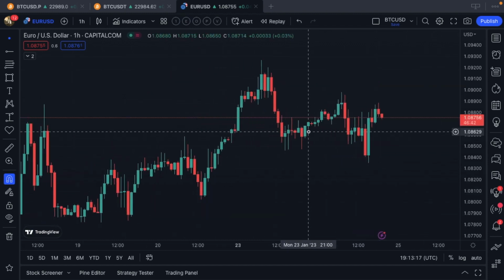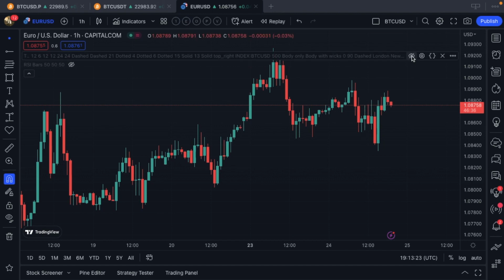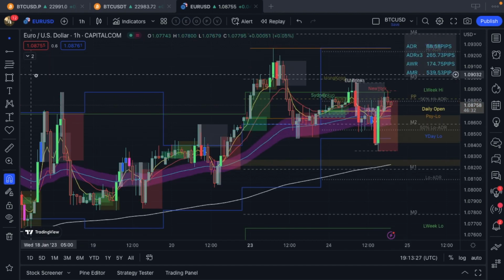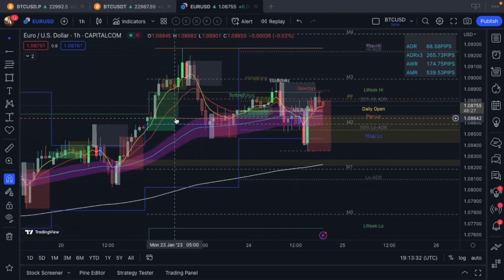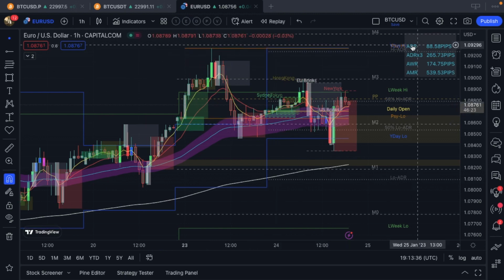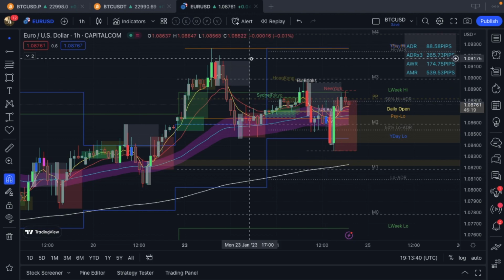We're here to look at the ADR. All right, so once you have got the Trader's Reality Main Indicator, this is what it's going to look like. It's a bit hairy and scary because there's a ton of stuff on here, right? I am going to hide a lot of this because really what I'm interested in is the ADR, which is 88.58 pips.